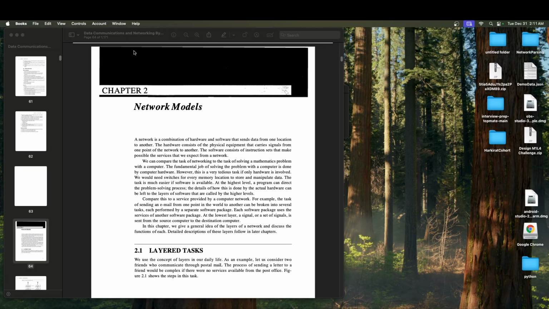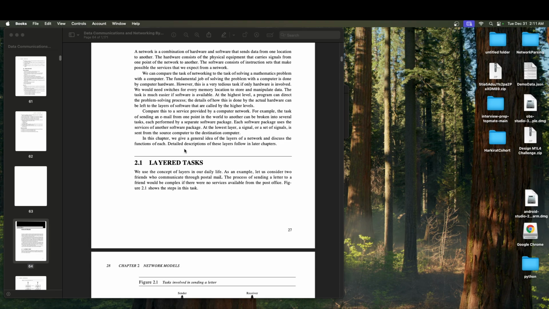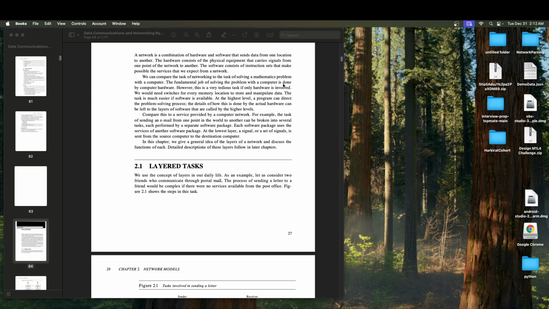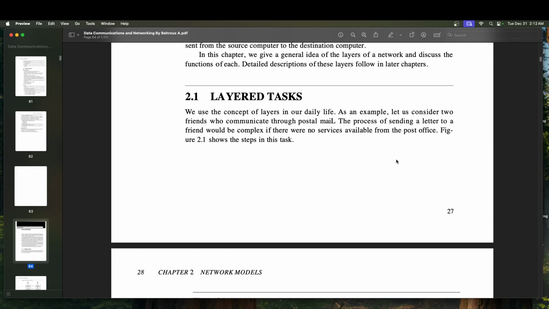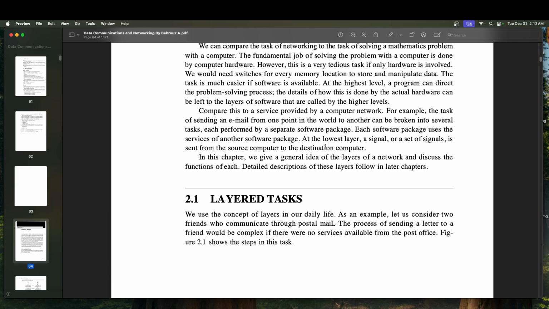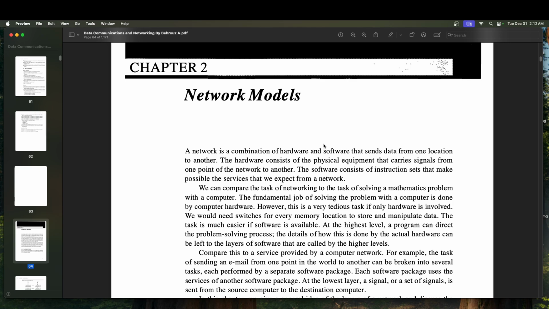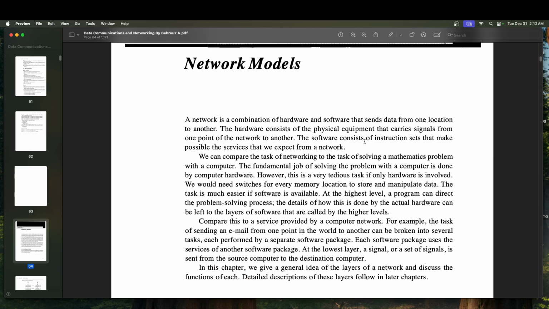Okay, now we were basically trying to understand the network models. A network is basically a combination of hardware and software that sends data from one location to another. The hardware consists of the physical equipment that carries the signals from one point to another. The software consists of instruction sets that make possible the services that we expect from a network.